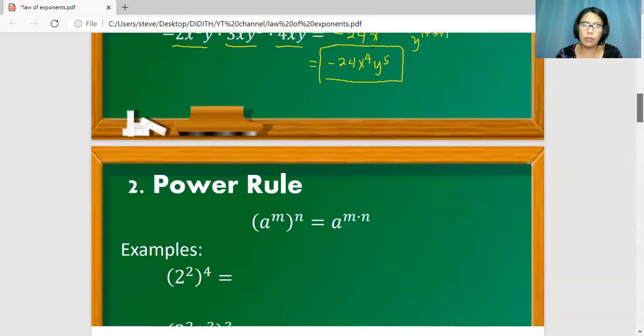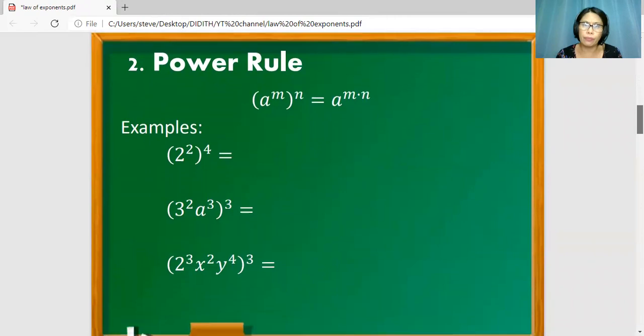This time we'll proceed to the power rule. So we have a base and a power raised to another power. So we call this the power rule. So a to the m, to the n, equals the product of the two powers or exponents. So we have a to the mn.